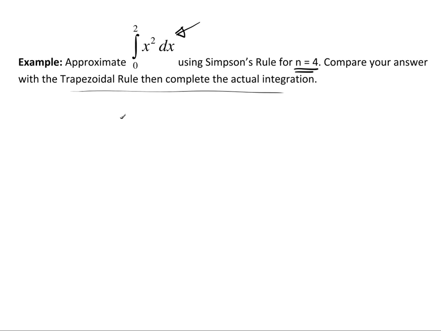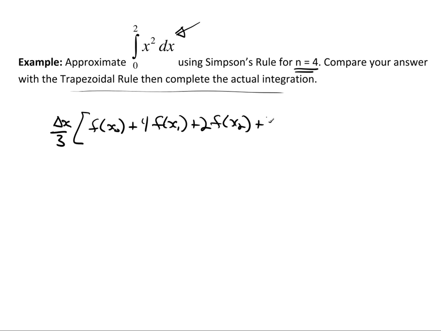Okay, just as a quick reminder, one of the forms for Simpson's rule is delta x over 3 times f of x naught plus 4 times f of x1 plus twice f of x2 plus 4 times f of x3 plus, and so on, out to 4 times f of x n minus 1 plus f of x n. Anyway, that's the basic formula here.